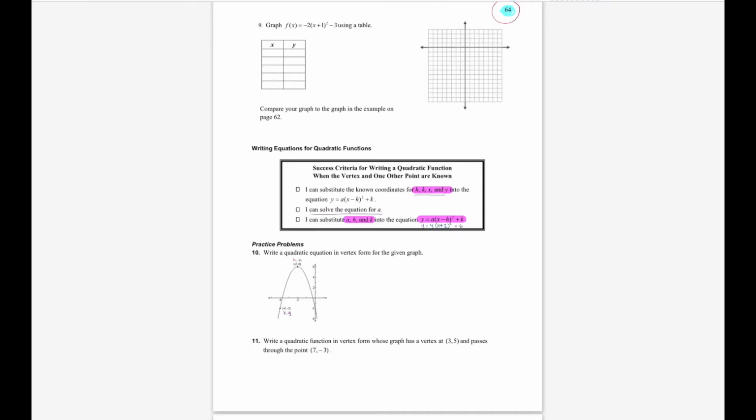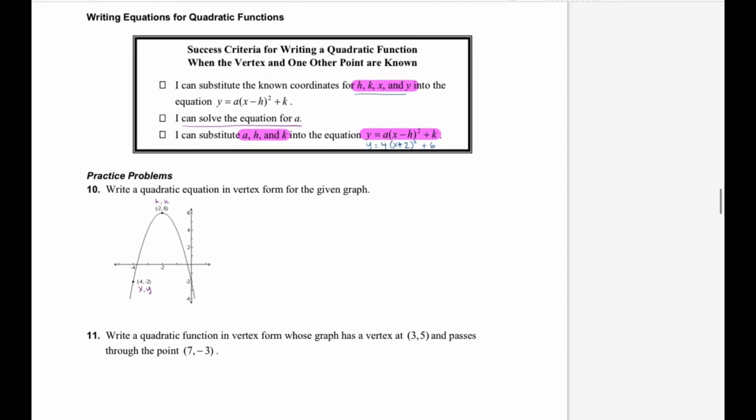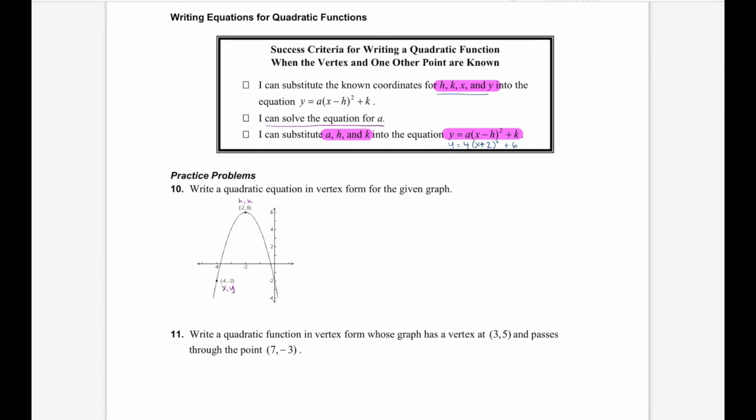We're going to be looking at page 64 of our note guide today. We are going to write equations for quadratic functions. So we've got some steps here, and you're just going to follow these 3 steps to be able to write the equation. So the first thing is we're going to substitute h, k, x, and y into the equation. The equation that we're looking at is y equals a times (x minus h) squared plus k.